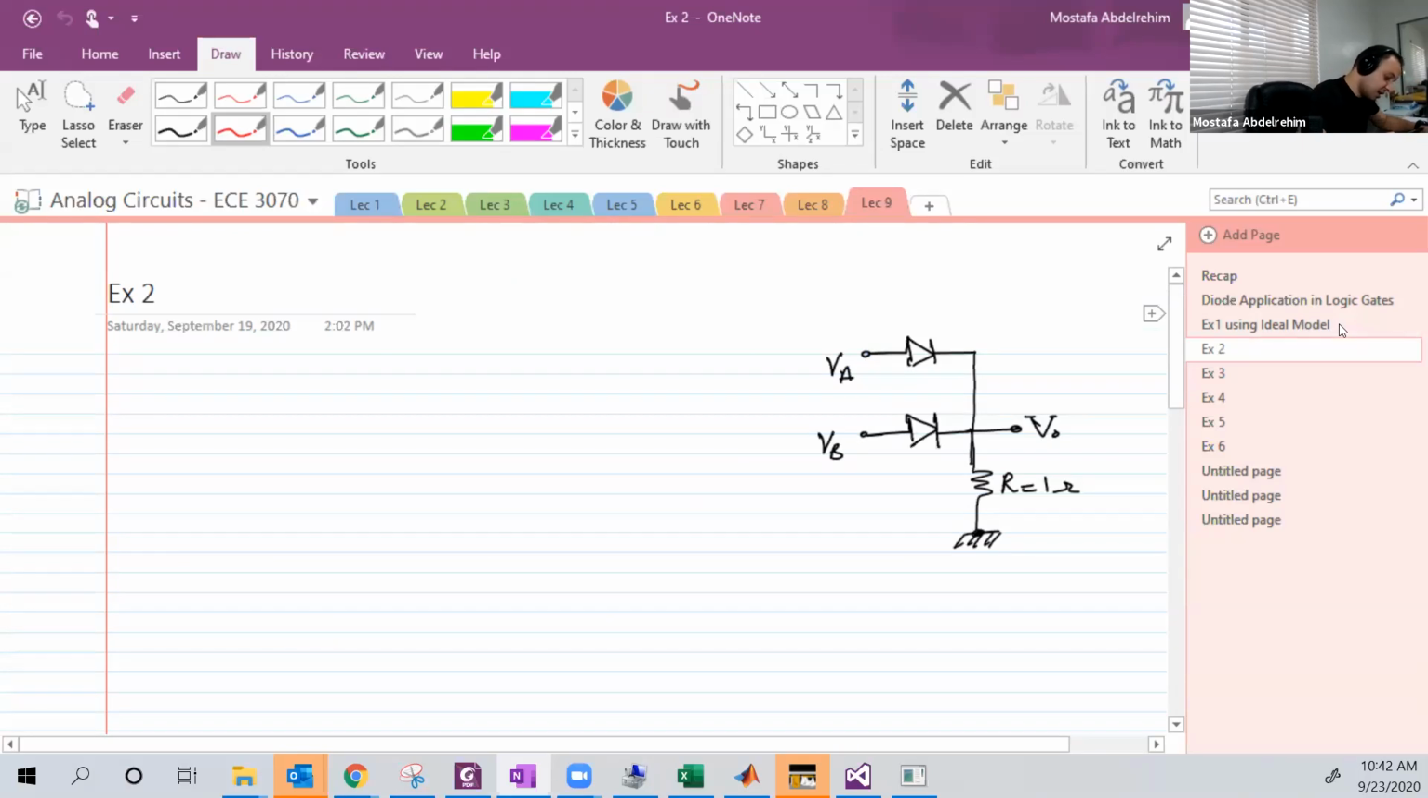Okay guys, so let's take another example. This one, we have two differences here. In here, the source is 0. There is no source, we can say. There is no battery here at the bottom. It's just a ground. And now the sources for this circuit are actually the two inputs, VA and VB. This is another logic gate.